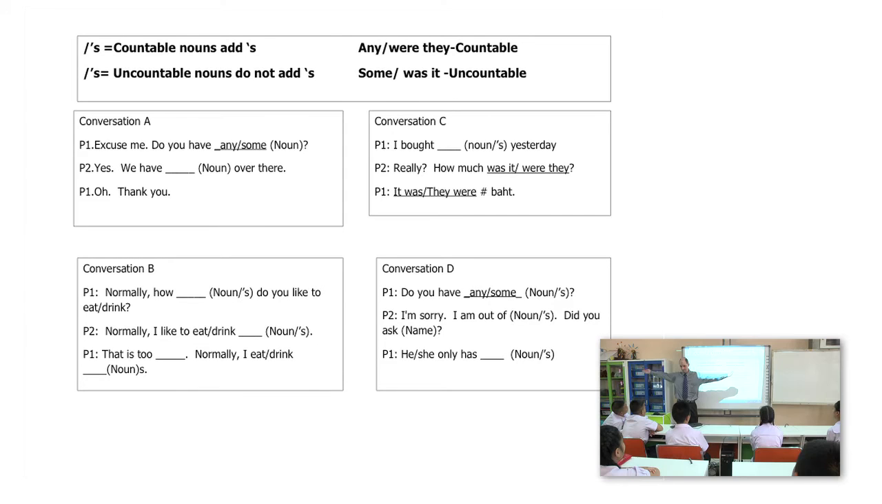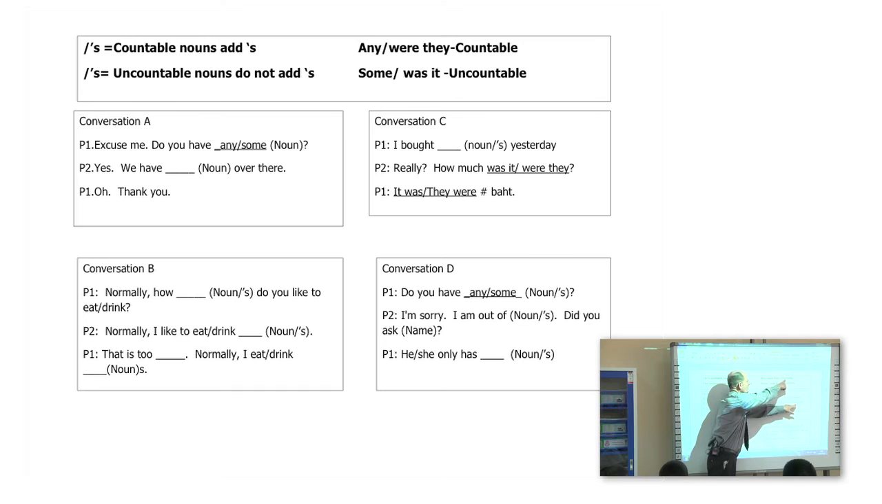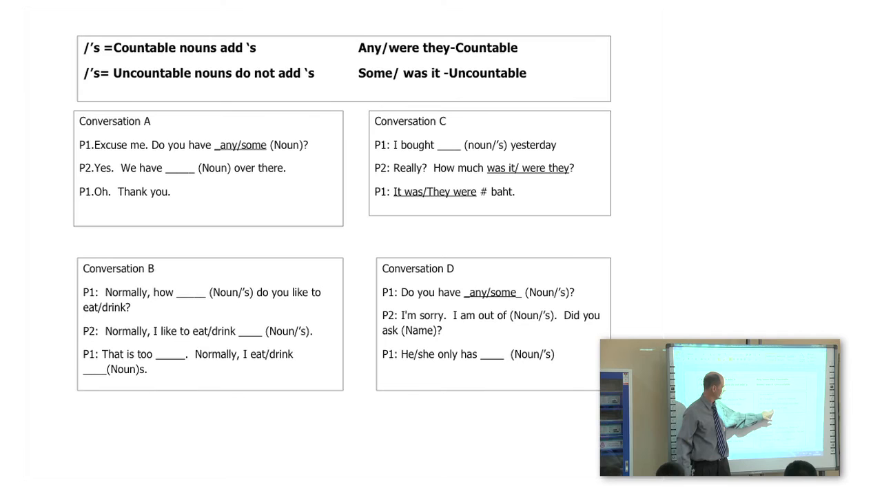I bought some bananas yesterday. Good. I bought some bananas yesterday. Really? How much were they? How much were they? Because bananas are a countable noun. Were they? Okay. Were they? It was. No, were they? They were. They were 100 baht. Okay, that's expensive.